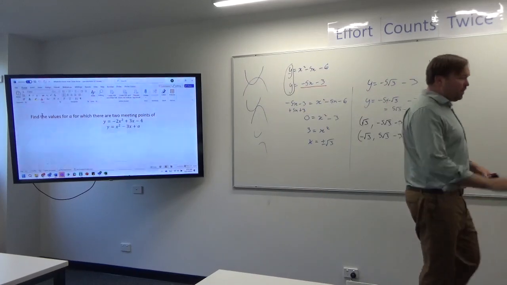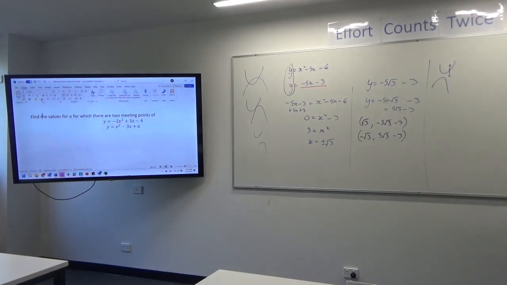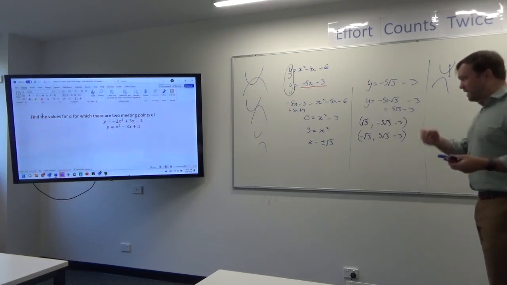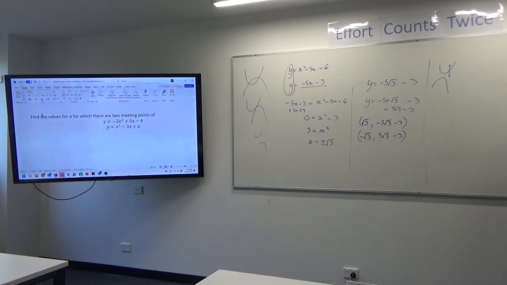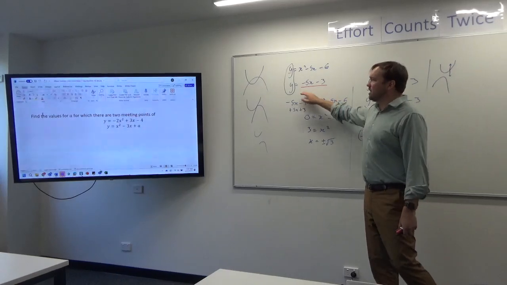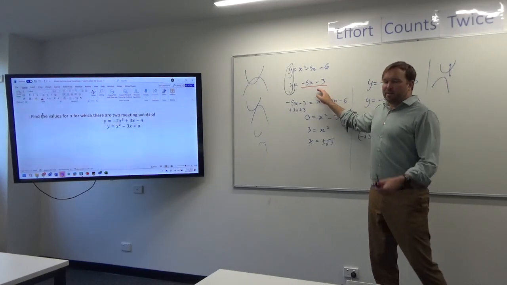Crosses twice implies 2 meeting points, implies 2 solutions. And we've just studied a tool that lets us find out what values of something would give us 2 solutions, and that's what we're going to apply here. So we're going to aim to find the meeting points by equating the equations, or setting them equal to each other, and then we'll go from there.